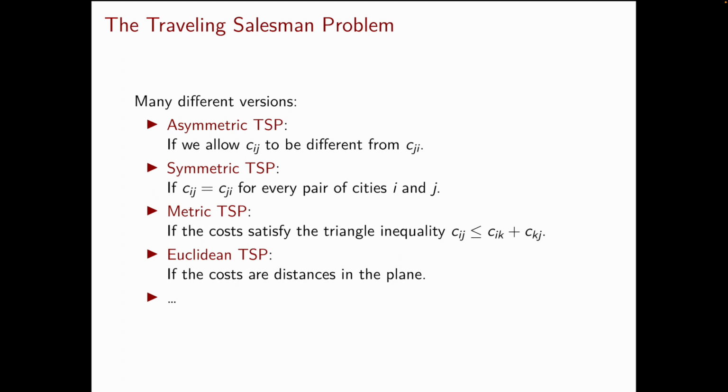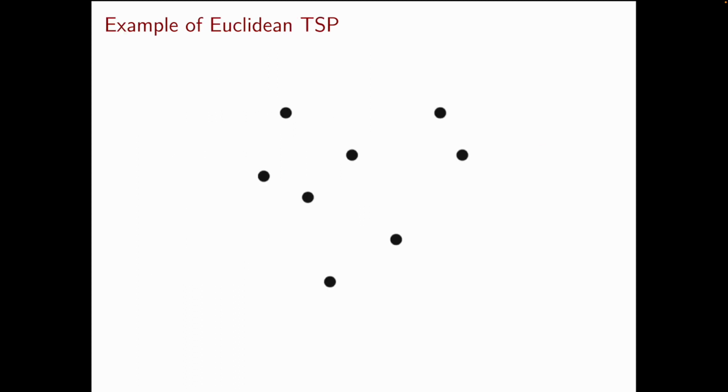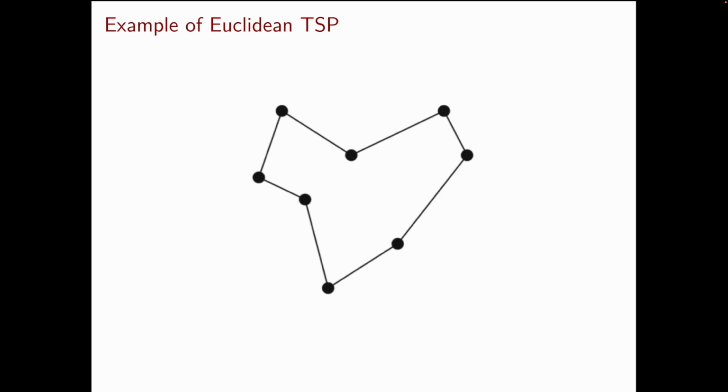Another very important special case of the TSP is the Euclidean TSP, and this is the case where we assume that the costs are distances in the plane. In particular, in the Euclidean TSP, instead of giving the costs, we can simply give the position of every city in the plane. In this slide, we see a very simple example of the Euclidean TSP. These black dots represent my cities, and in this case, this is an optimal solution. So in an optimal tour, the traveling salesman will travel along these segments. In particular, note that it doesn't matter which one is the city where the traveling salesman starts from.